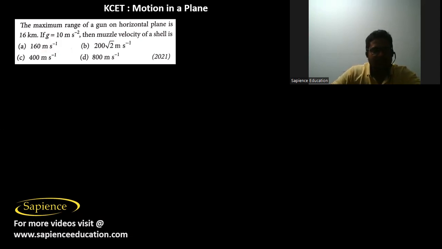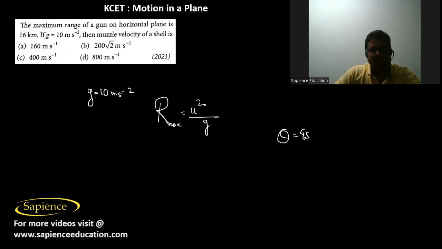So here it is told that the maximum range of a gun on horizontal plane is 16 km if g equals 10 meter per second square. Then the muzzle velocity of the shell is... The maximum range is given as u square sine 2 theta by g. So sine 2 theta should be 1 for maximum range. So theta should be 45 degree for maximum range.